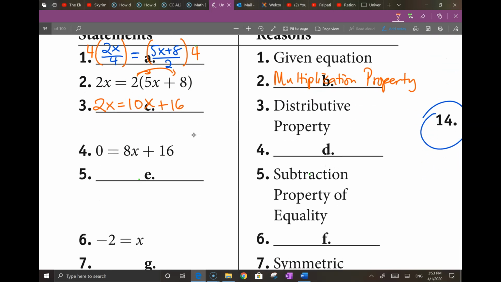Line 4. Now, line 4 and line 3 look very different, which means something had to have been done to make this change. We need to provide the reason for this change, and there is one way to look at this, and that is that the 2x had to have been relocated to the right side in order for there now to be nothing left on the left side. And in order to do this, you would have to subtract 2x. And so the reason we provide is the subtraction property.